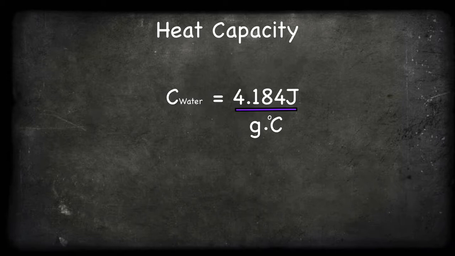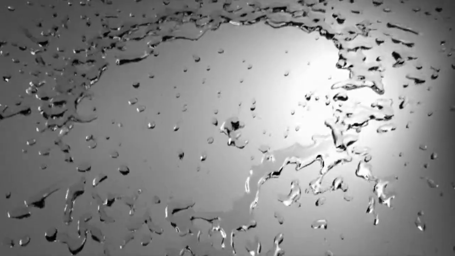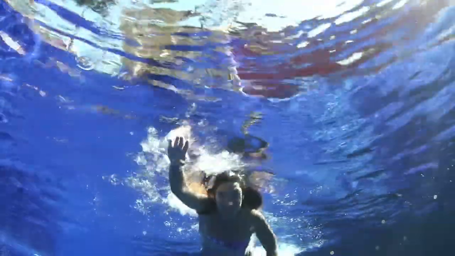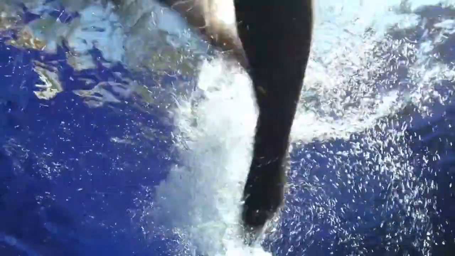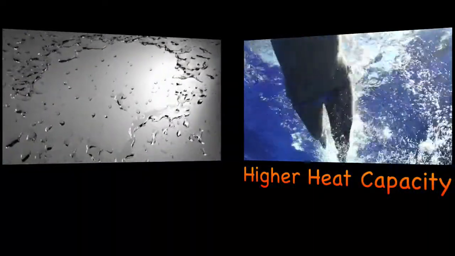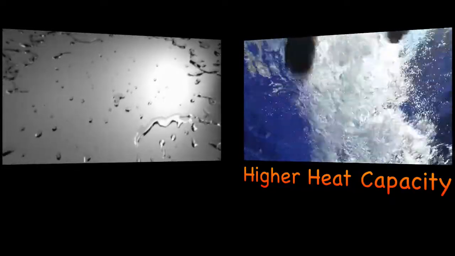With this understanding, it isn't difficult to understand that 1 drop of water is going to heat up much faster than a whole swimming pool of water. So we could correctly identify that the swimming pool has a much higher heat capacity than the water droplet, even though both of them are made up of water.